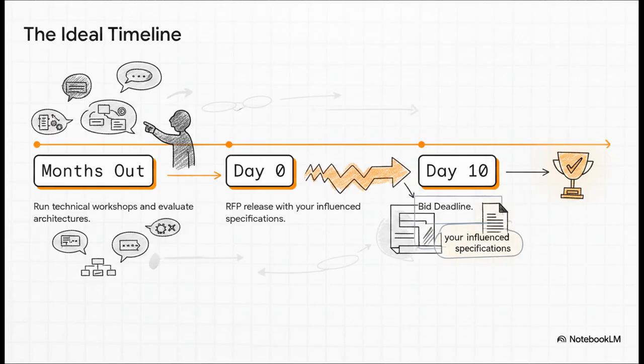By the time an RFP is released, the customer has already run technical workshops and evaluated architectures for months. You need to be in those early workshops serving as the trusted advisor. When your reference architecture becomes the baseline for their actual technical requirements, you've achieved ethical spec influence.